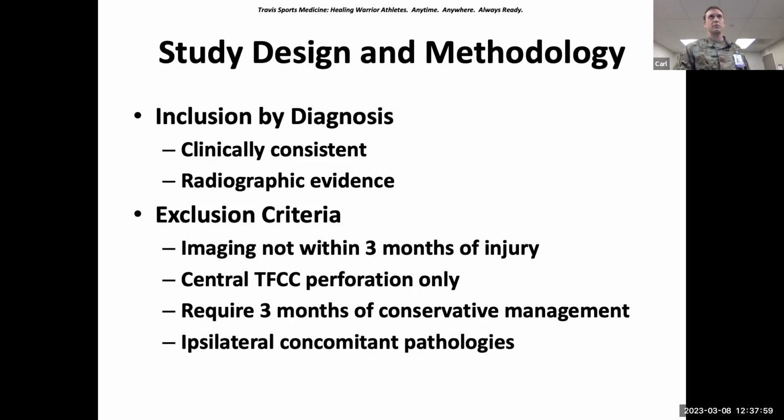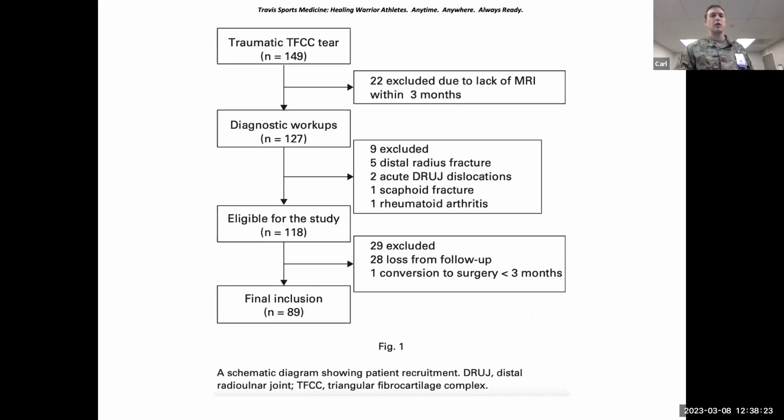And similar to Dr. Babo's paper, they really try to get rid of as much confounding, other concomitant pathologies, such as osteoarthritis of the DRUJ, if they had any ECU tendinopathy or subluxation, and then any other kind of inflammatory or degenerative arthritis of the wrist that could complicate things, or any past history of malunion in the wrist there.